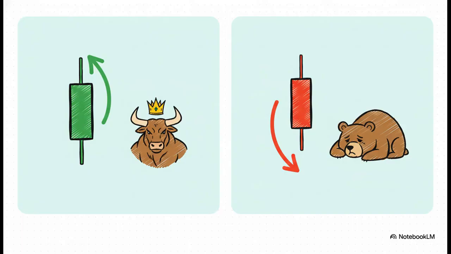The color of the candle? Well, that's the headline of the story. If it's green, it means the price finished higher than where it started. Simple. The buyers won that round. If it's red, price finished lower. The sellers were in control. It's literally just a picture of the battle between buyers and sellers.